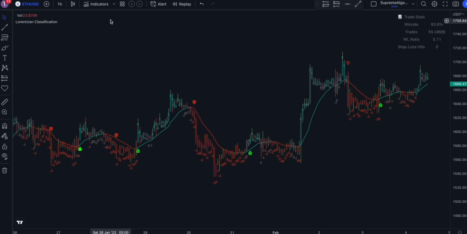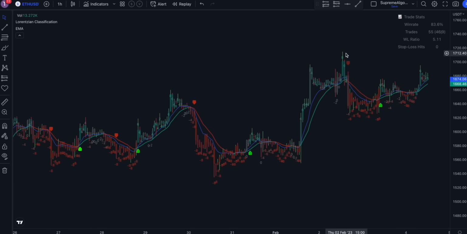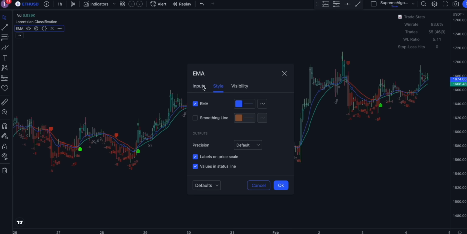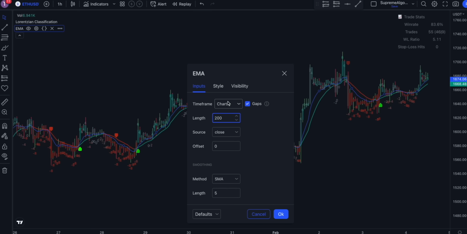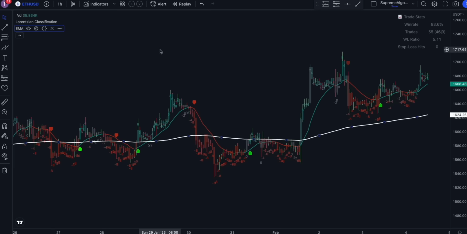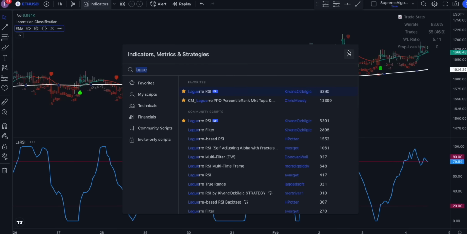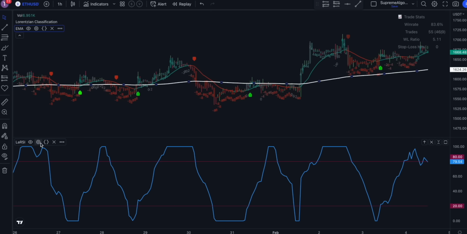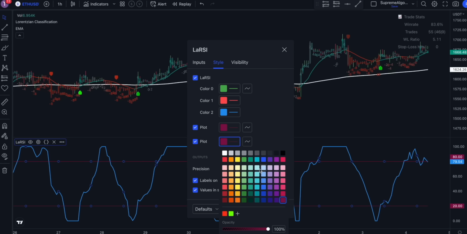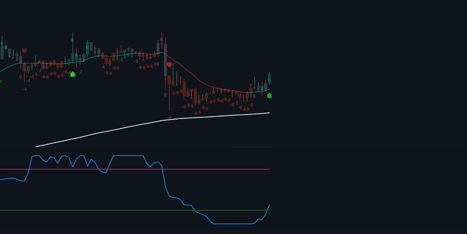So click on the indicators one more time and search for an exponential moving average. Once you've installed it on the chart, access its settings and change its length to 200 as well as the color to white. For the next indicator, add Laguerre RSI. Make sure to select this one created by Kvanch Uzbiljic. After you've enabled it, navigate to Settings and change the line colors in the Styles section. Now let's break down the logic behind this strategy.